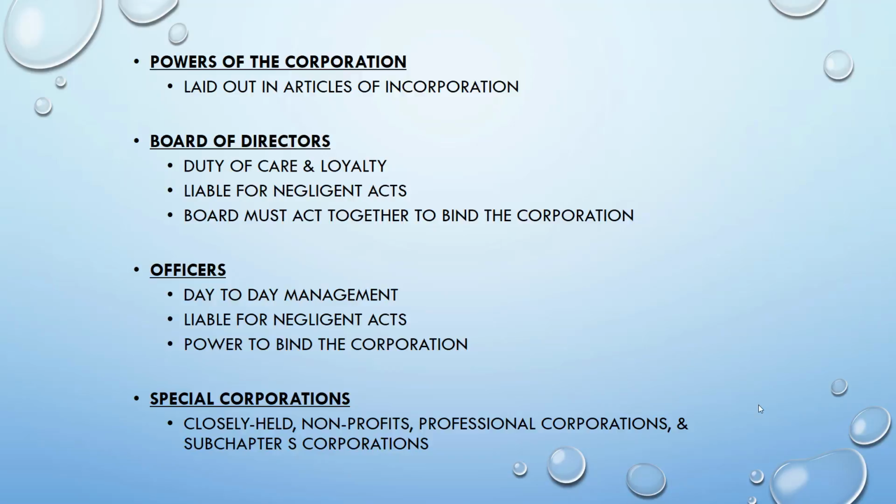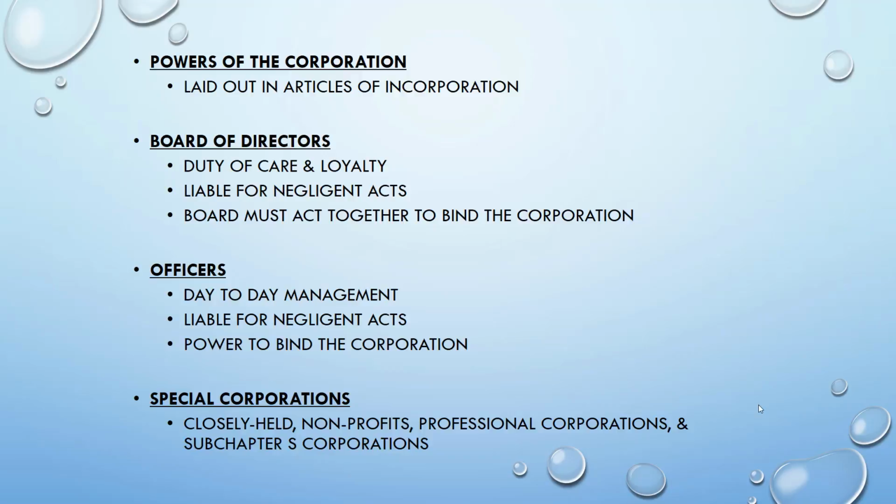The officers of the corporation, this would be like the CEO and the chief financial officer, the chief operating officer, those people who are responsible for the day-to-day management of the corporation. They do have the power to bind the corporation. Again, going back to agency law, they are agents of the corporation, and so they can enter into contracts and agreements on behalf of the corporation. They can also be held liable for any negligent acts they commit in the course and scope of employment.